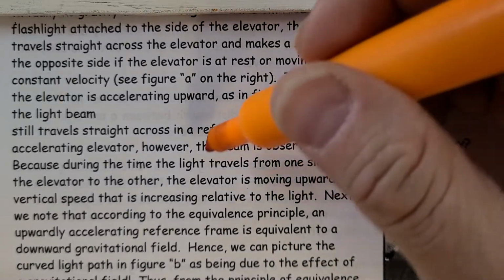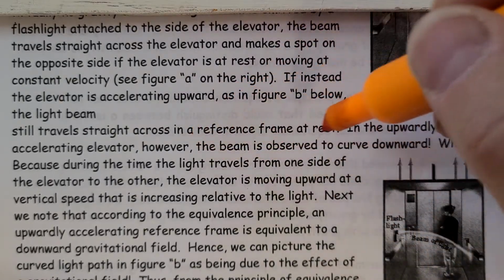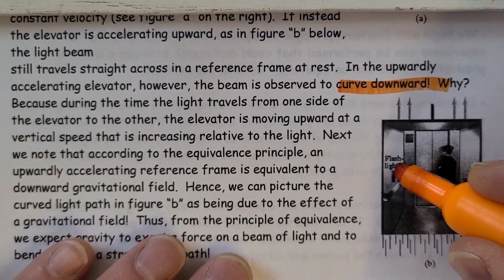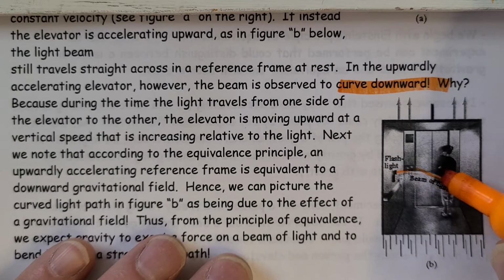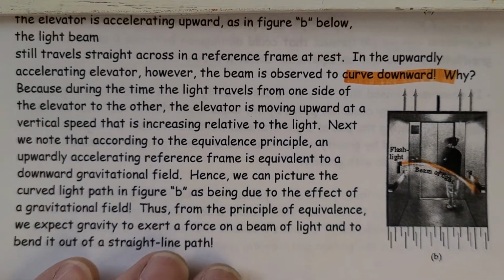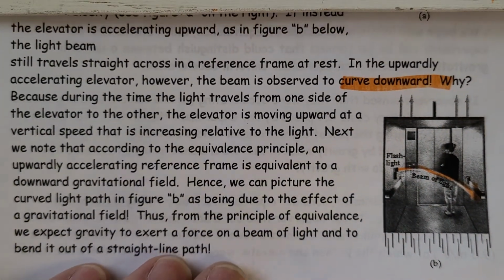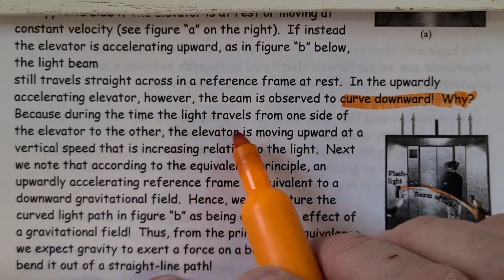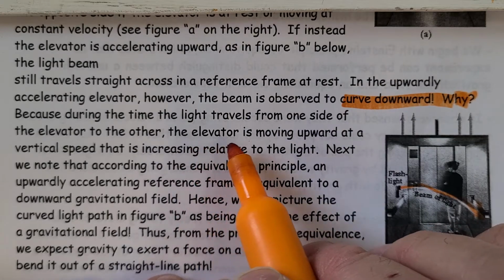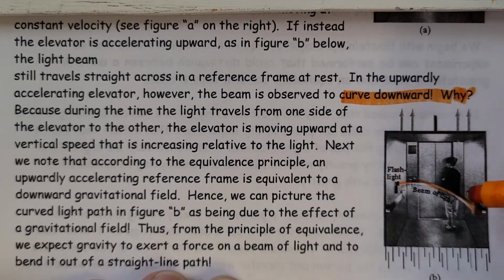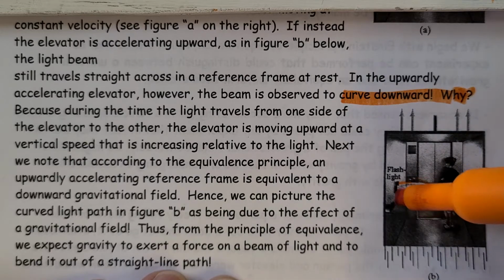In the upwardly accelerating elevator, however, the beam is observed to curve downwards. So instead of going across, it's going downwards. So to a person up there, it appears to be, oh, what's going on? Why is my light beam going down now? So why would that occur? Because during the time the light travels from one side to the other, the elevator is not moving up at constant velocity. If it were, the light beam is undeflected, right?